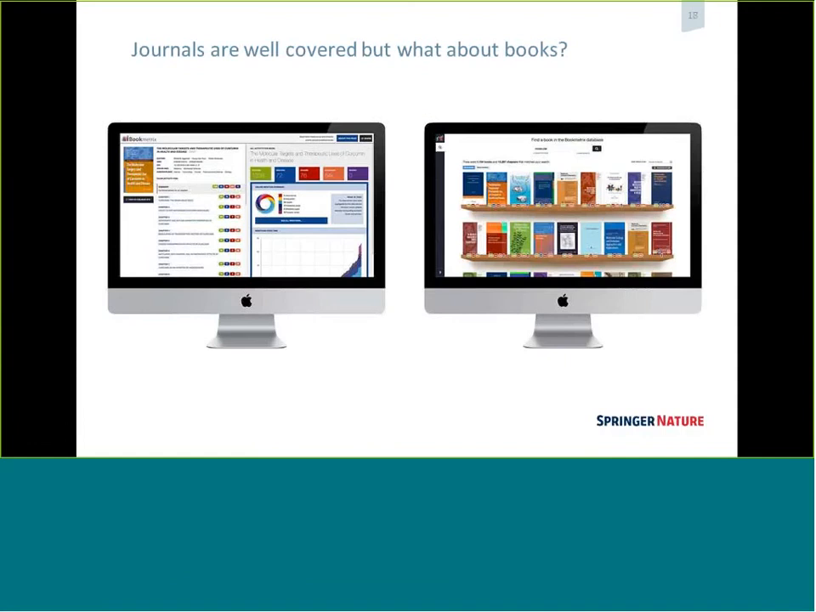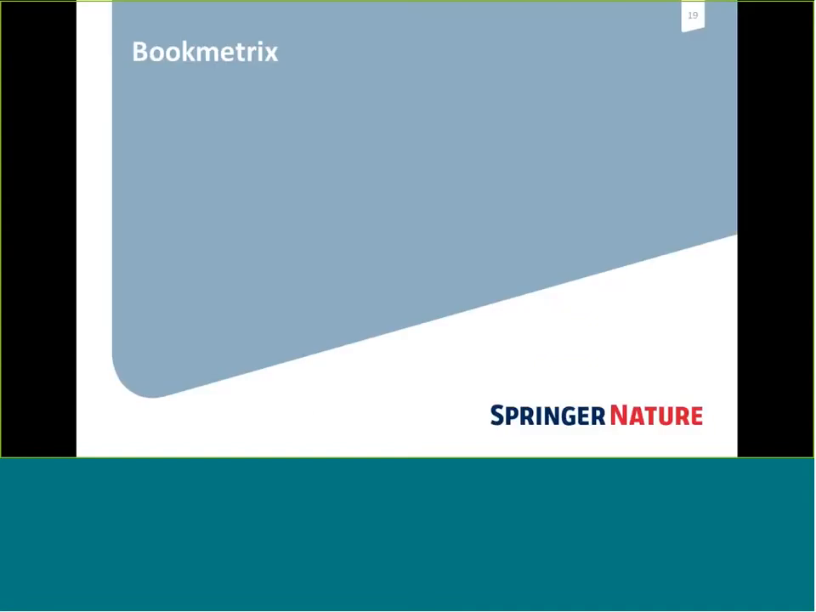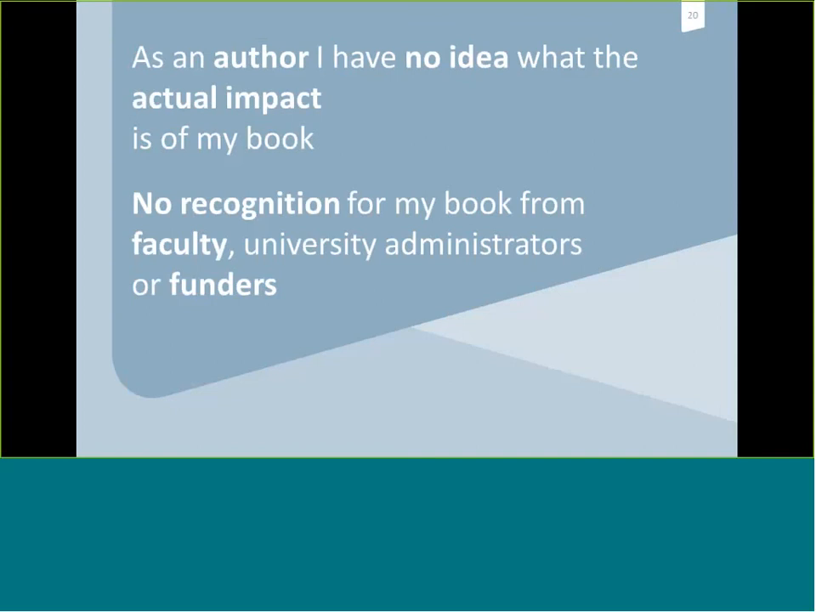Now, that's all well and good. So journals are well covered and articles, but up until the day that we launched Bookmetrics, there was nothing for books. And so, as an author, you really didn't have any idea what the impact was for the book. There was no recognition for the book from the faculty, university administrators, or funders. And so why would I write one?